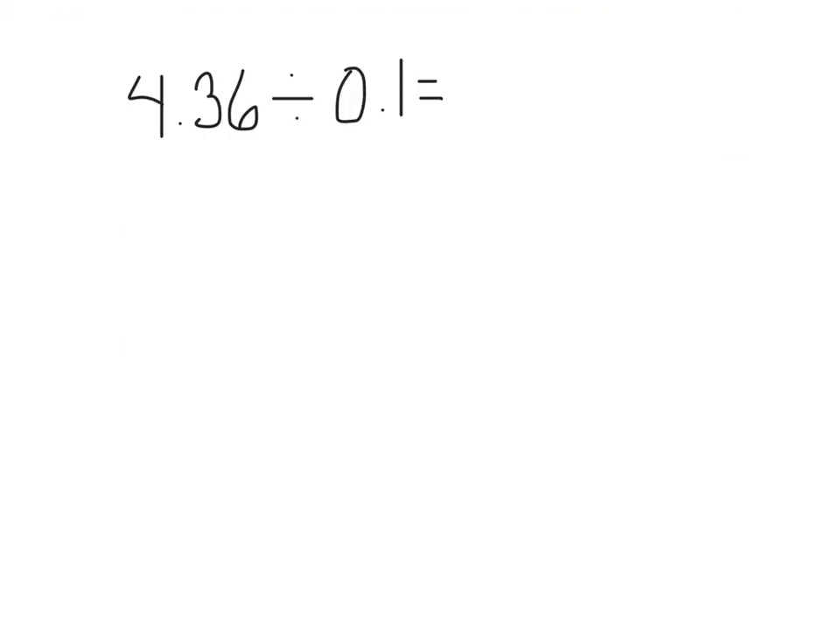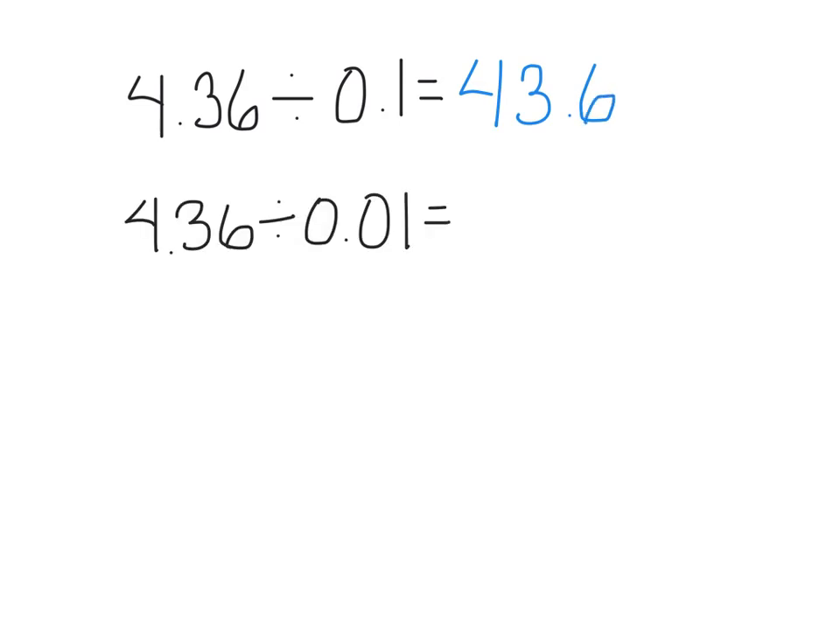Let's take a look at the first example. We have 4.36 divided by 1/10. So we have one decimal place after the divisor, so we're going to move one place to the right. So here's our decimal place. We're going to move one place to the right, so it will be right here between the 3 and the 6. And it will look like this: 43.6.